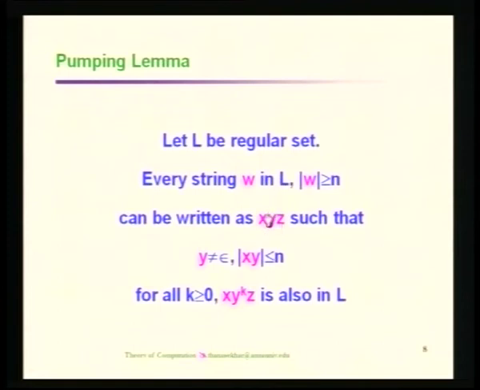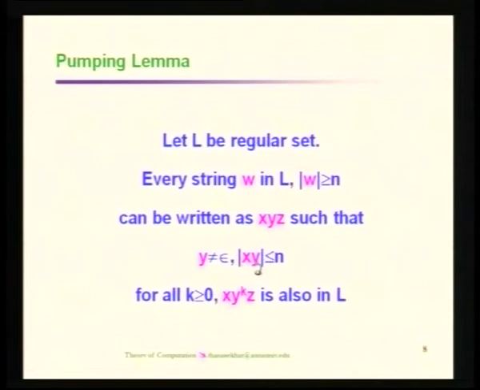So, we are having a condition that this y should not be equal to epsilon, and the second condition, the length of x, y, that is the first 2 components, must be less than or equal to n. So, what kind of constraint it is posing here is, the string which you are taking for y should possibly be from the beginning of the string, that is x, y, z. We should not go for the other end of the string for selecting the string which we have to repeat. The pattern to be selected for repetition must be from the beginning of the string.